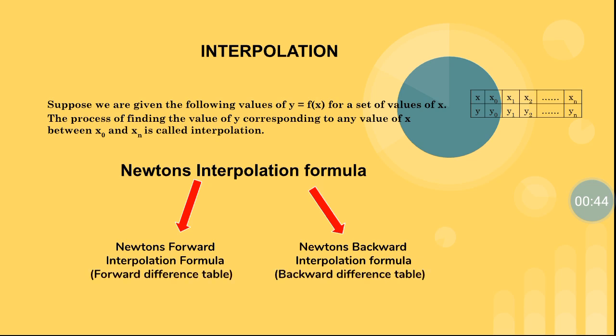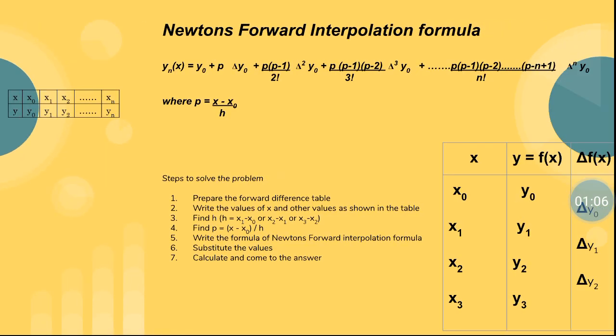Newton's forward interpolation formula is applied when we are supposed to find the value at an x which is closer to x0, and the backward interpolation formula is applied when we are finding the value for an x which is closer to xn. For backward, we make use of the backward difference table.